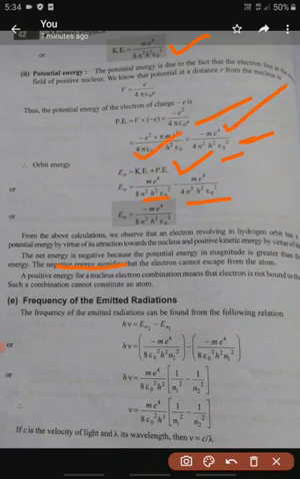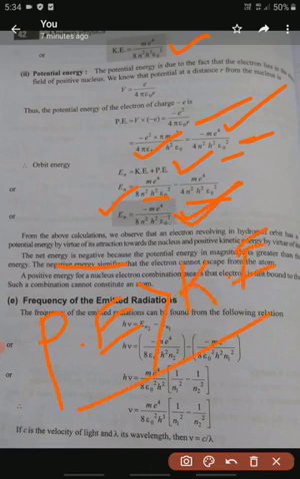When we add the kinetic and potential energy, we get the total energy, and it also has a negative sign. Why does the total energy show a negative sign? It means the magnitude of the potential energy is greater than the kinetic energy. Once again, the magnitude of potential energy is greater than the kinetic energy, so the total energy is negative.